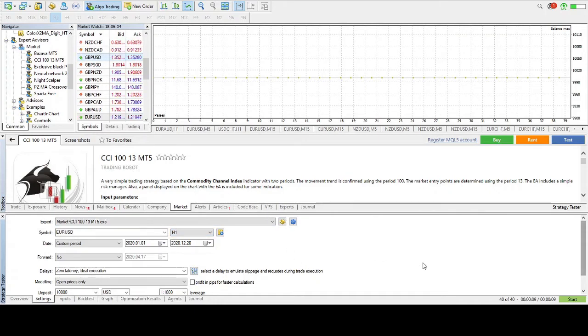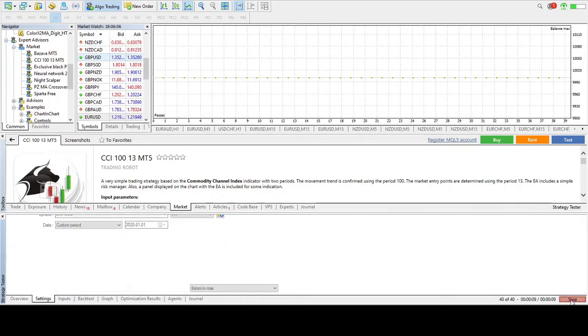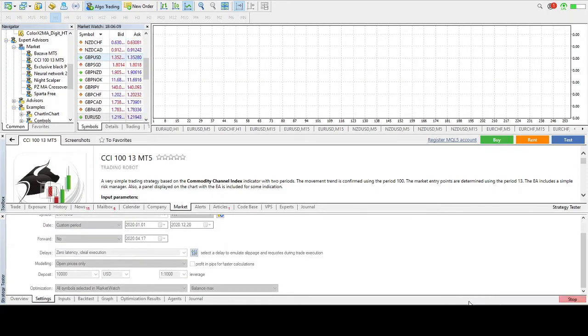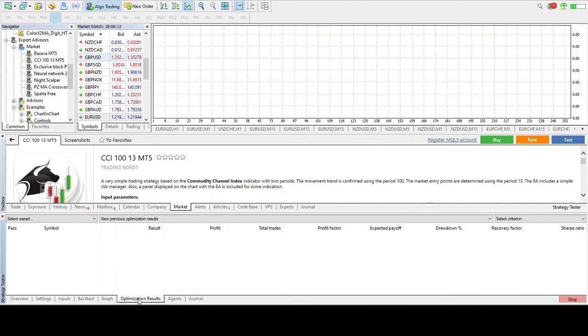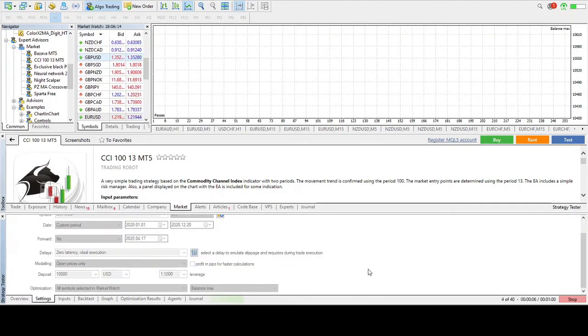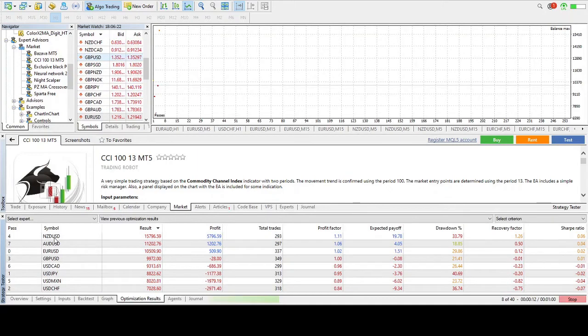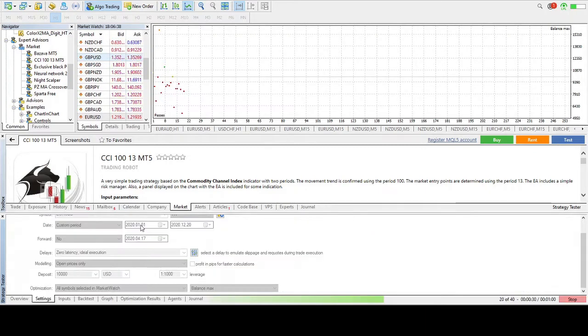Do an hourly test here. Open prices only. See what's going on. Okay, there it is. It's going. Takes about a minute here, maybe less. Let's look at the results. Look at that. New Zealand dollar on the hour. Very nice. 33% drawdown, 300 trades, and this is in about a year's time.